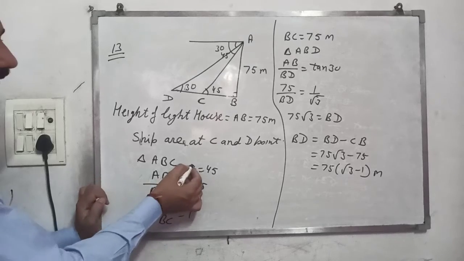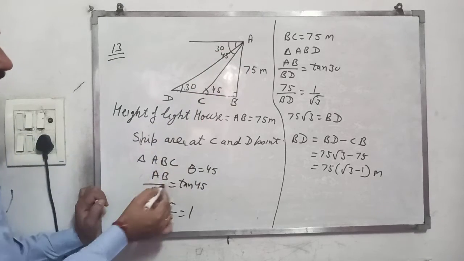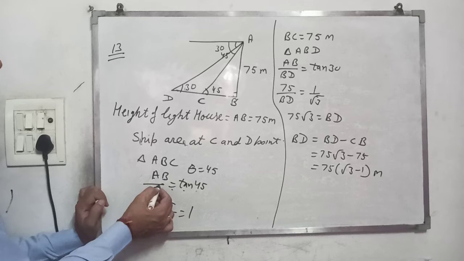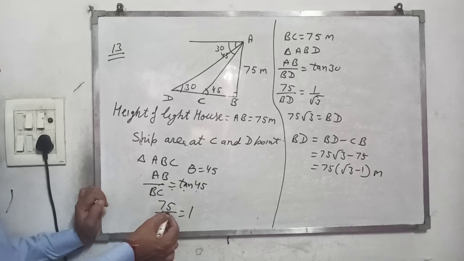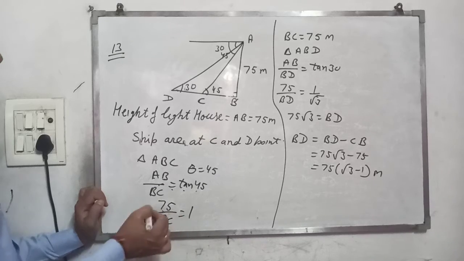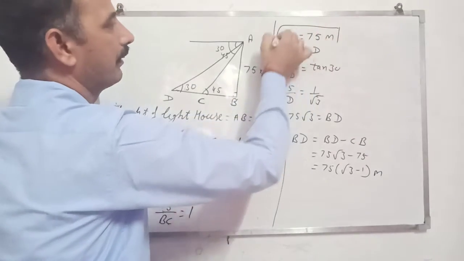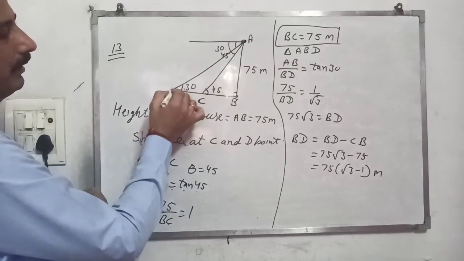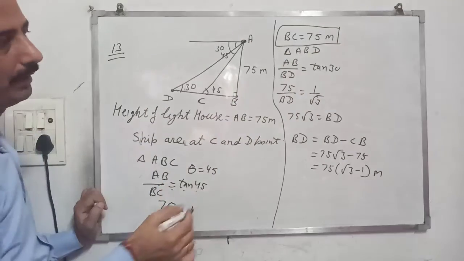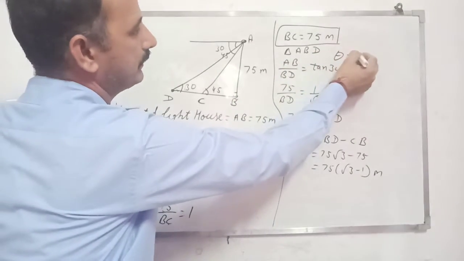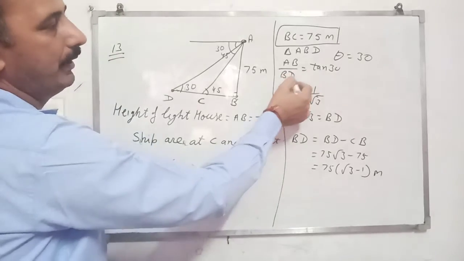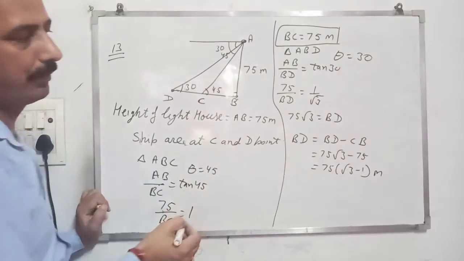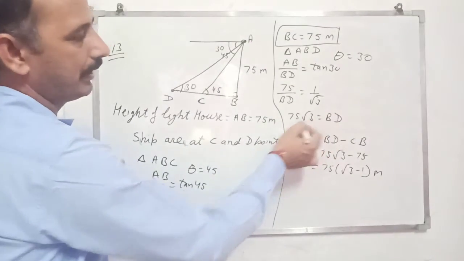So first we use the triangle ABC. AB upon BC is equal to tan 45. AB is 75, so 75 upon BC equal to 1. So BC is equal to 75 meter. Then we use the triangle ABD. Here theta is 30 degree. So AB upon BD is tan 30 degree. So 75 upon BD equal to 1 upon root 3. So BD equal to 75 root 3.